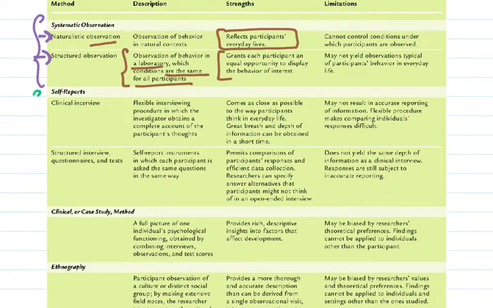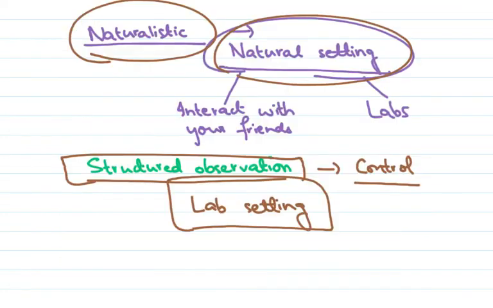All right, so this was with regards to the observation part. Let's look at self-reports as a method of data collection. When we talk about self-reports, we have two different kinds of methods here. One is what we call the clinical interview. And the other is what we call the structured interview, which can also include questionnaires and tests, right? Now, what is the difference between clinical interviews and more structured interviews?